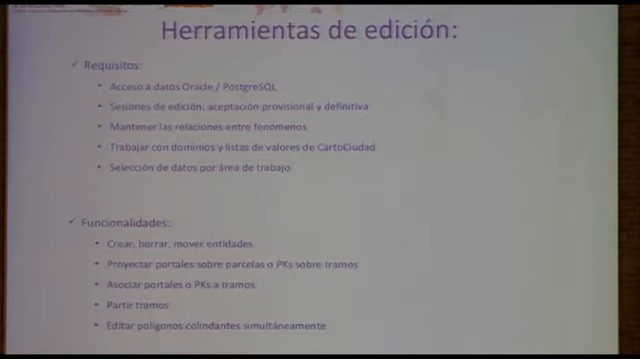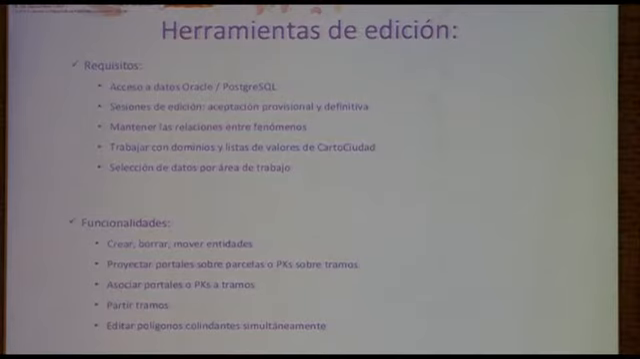Another important component is to maintain the relationship between the different features, between all these data that we are collecting, to work with different fields and lists of values from CartoCiudad. And we also wanted to be able to select the data per working areas. It was very difficult to import all the data from the different catalogs from Spain. So we have decided to do it per province, per region, or per any other category.